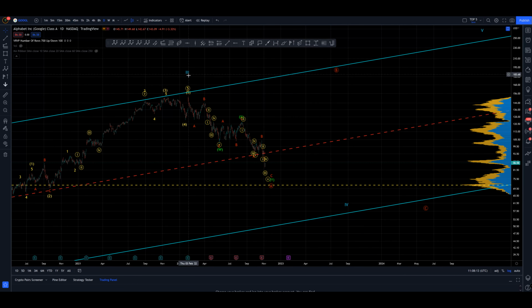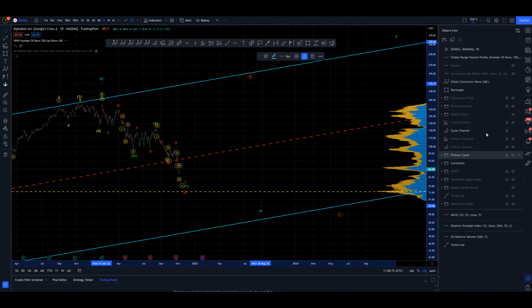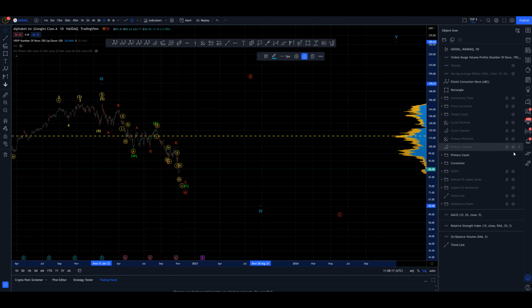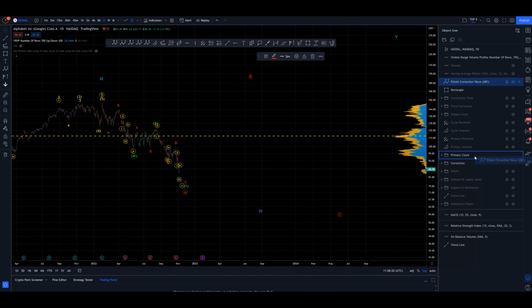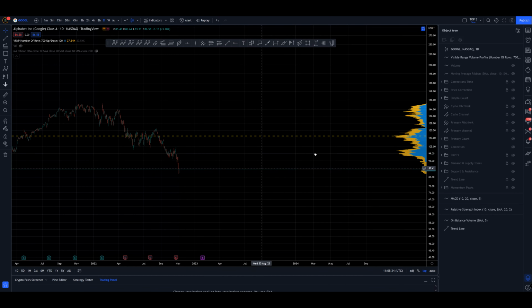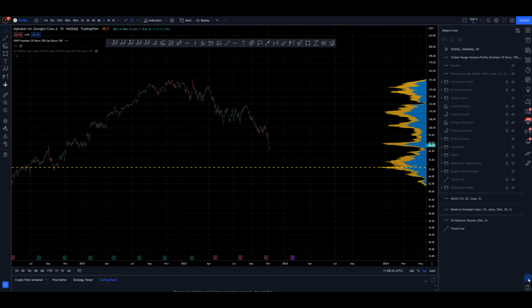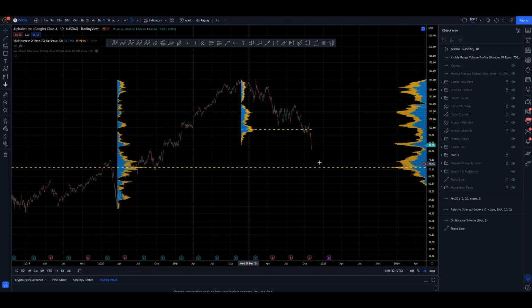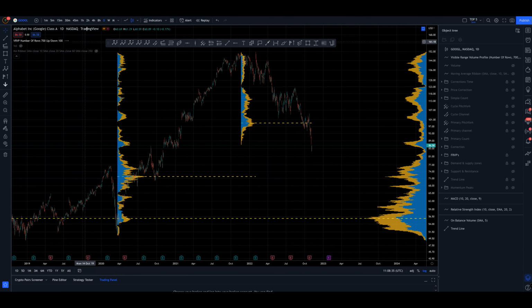So now that we've discussed that, let's just turn off the Elliott wave count for the moment. We'll put that corrective wave into the primary count as well. Turn that off, turn off the correction, get rid of that rectangle. And now let's bring up some simple levels to look at here. So we're going to bring up some fixed range volume profiles.